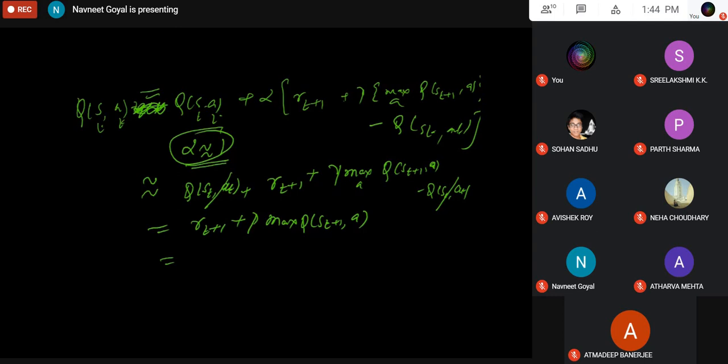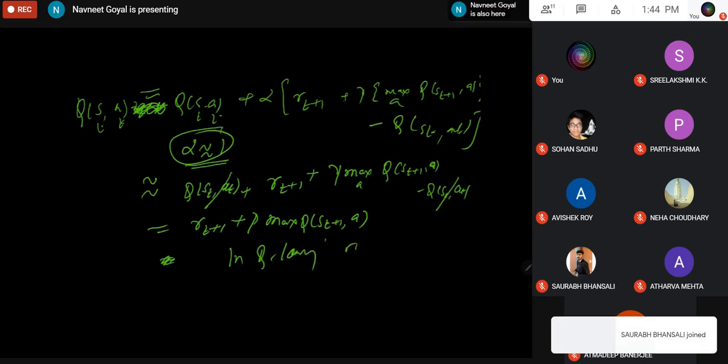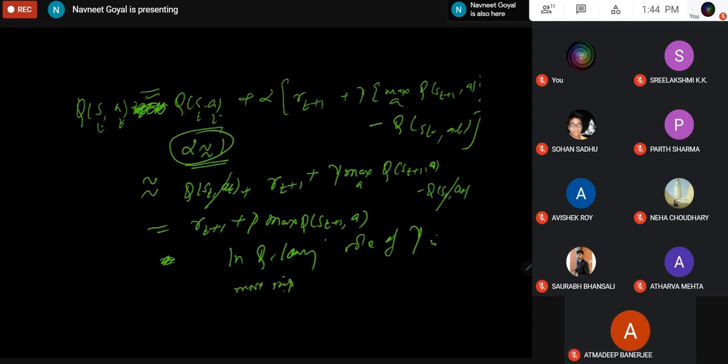So okay, why I wrote all of this is because what we are saying here is that in Q learning, the role of gamma is more important. So I'm making a statement than the role of alpha. Okay, and this you can actually show through some experiments.